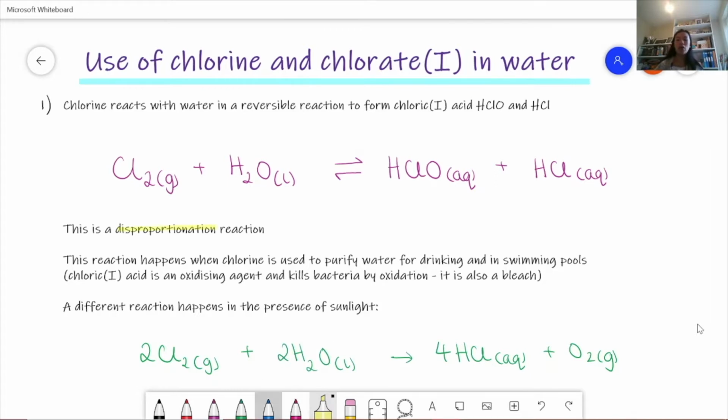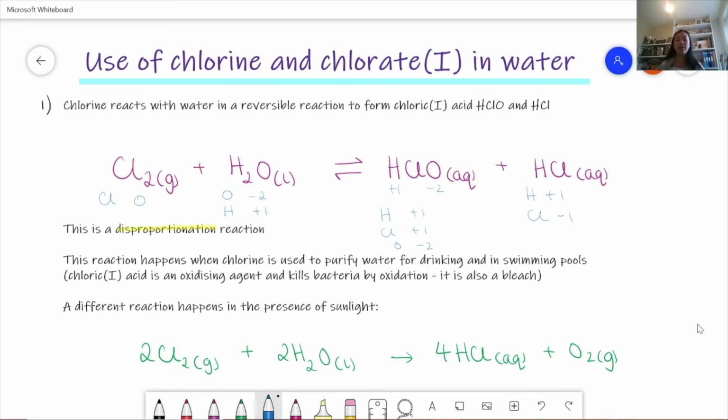So if we work out all the oxidation numbers that we have, the oxidation number for chlorine in a chlorine molecule is 0 because it's an element. And then we have oxygen and hydrogen, which are -2 and +1. And then on the other side, we have HClO, which is a bit of a strange one because we have oxygen with -2 and hydrogen with +1. And so chlorine is actually +1. So we have hydrogen is +1, chlorine is +1, and oxygen is -2. And then for the hydrochloric acid, we have hydrogen, which is +1, and chlorine, which is -1.